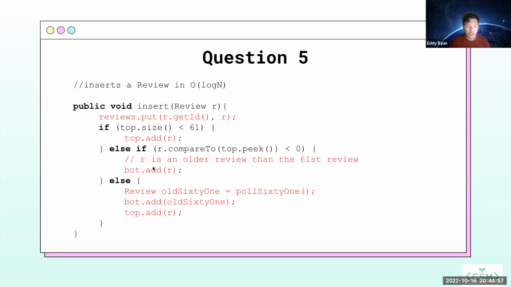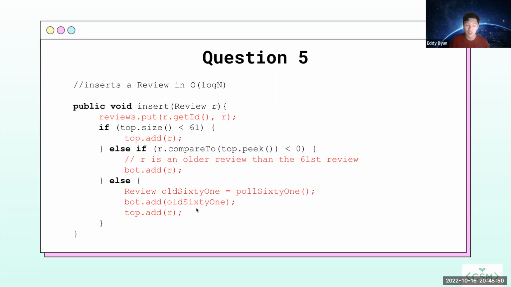This else if clause is checking to see if r is an older review than the 61st review. So if r is an older review than the 61st review, our top heap doesn't need any modifications. So all we need to do is add r to the bottom heap. But in the case that r is more recent than the 61st review, that means that r has to be in the top heap. And that also means that the current 61st review is now going to be the 62nd review when we add r. So what we have to do is pull from the top heap, which we can do by calling poll61. We can add this old 61st review into the bottom heap, and then add r into the top heap.